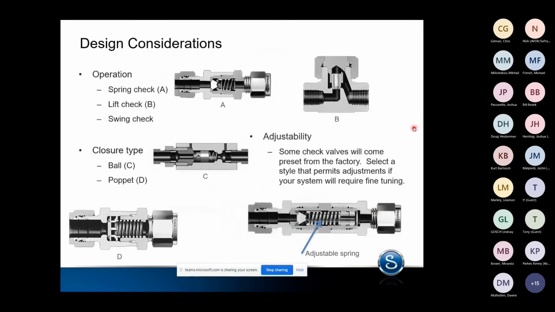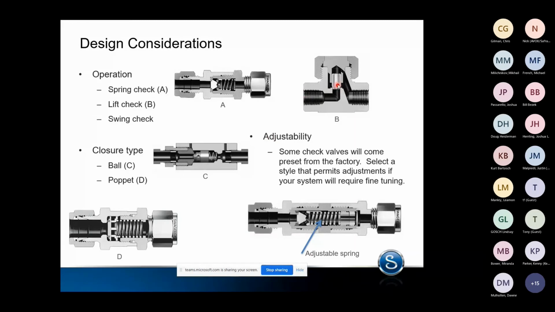A couple of different designs of a check valve. The most common is going to be a spring check valve where you've got a poppet or some other sealing device that's powered by a spring to get it closed. There's also a lift check where there is no spring and you are a gravity dependent check valve. There's also a swing check, which I don't show here because Swagelok doesn't make one.